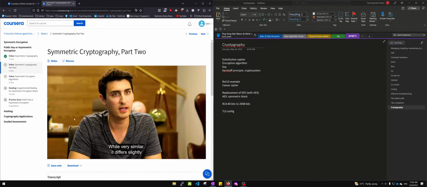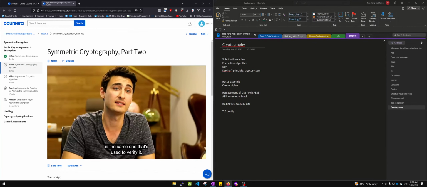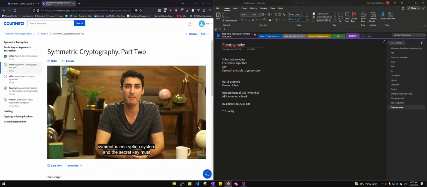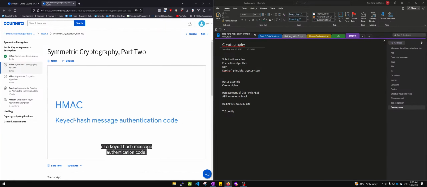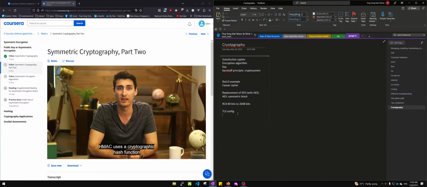While very similar, it differs slightly since the secret key that's used to generate the MAC is the same one that's used to verify it. In this sense, it's similar to a symmetric encryption system, and the secret key must be agreed upon by all communicating parties beforehand, or shared in some secure way. This describes one popular and secure type of MAC called HMAC, or a Keyed Hash Message Authentication Code. HMAC uses a cryptographic hash function along with a secret key to generate a MAC.